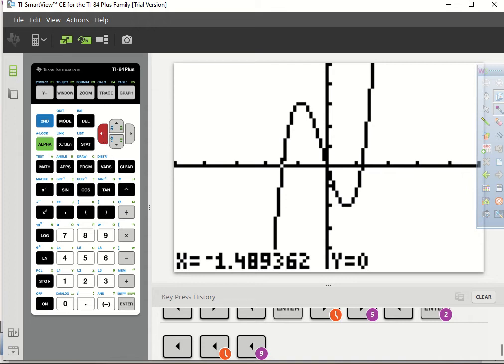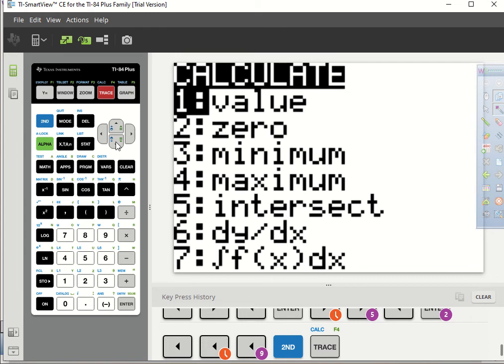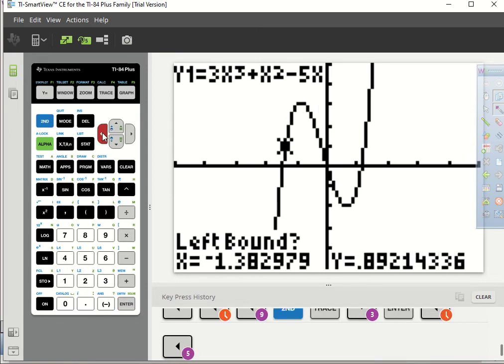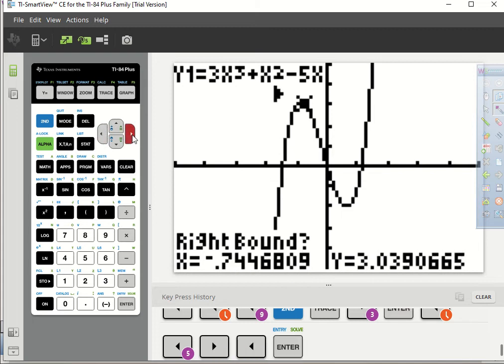Okay. So now we're going to calculate our relative max and relative min. So you're going to hit second calc, or second trace, which is calc. And then we want to calculate our maximum and minimum. So let's do the maximum first. We want our left bound, and then our right bound.